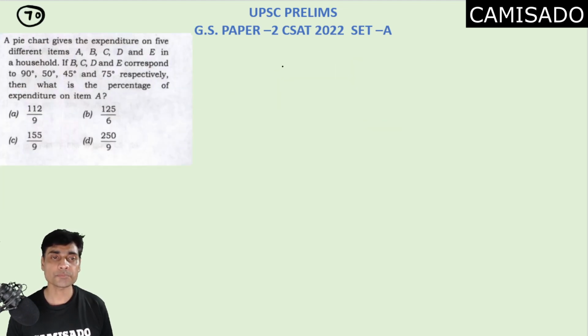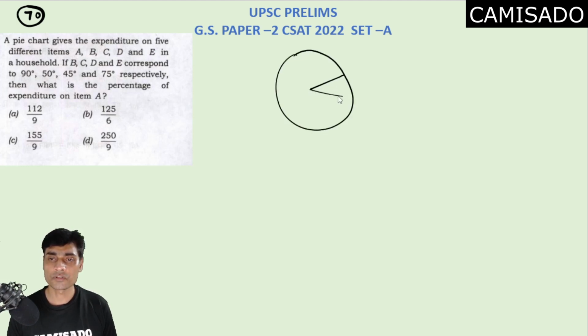Now next, a pie chart gives the expenditure on 5 different items A, B, C, D, E in a household, with B, C, D, E corresponding to these degrees. What is the percentage of expenditure on item A? First of all I will calculate the remaining degrees, because in a pie chart, the pie chart is like this. Different segments are there for different parts. Here it's written A, then B, then C, D, E, it's up to E.